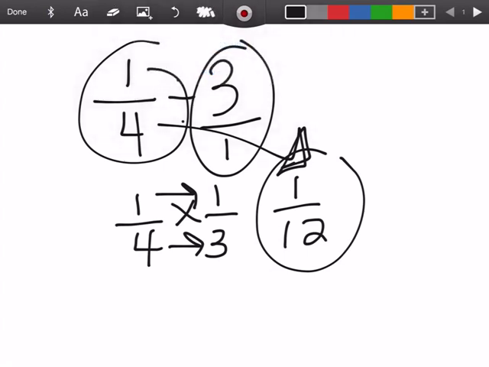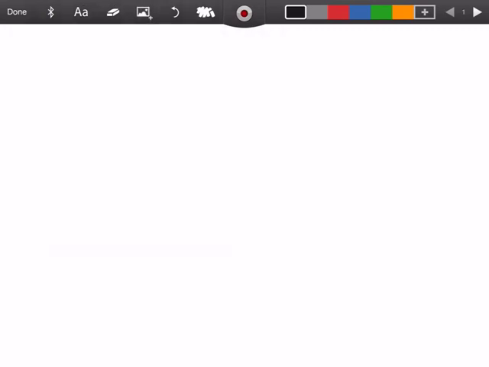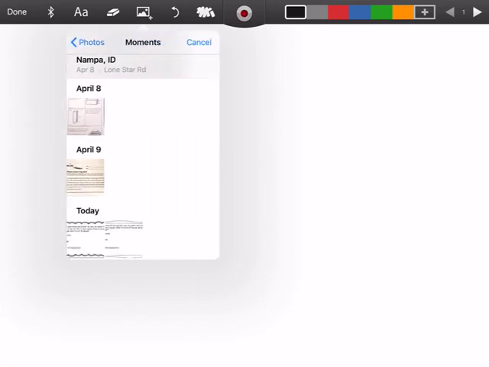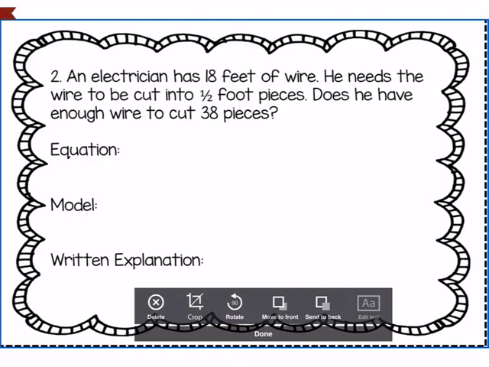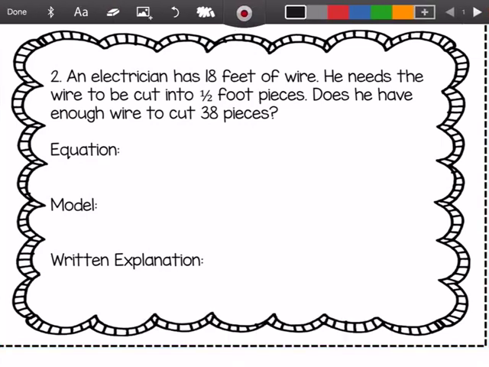Let's look at some word problems, and we're going to choose a photo, and let's look for a word problem that we can do together. So let's do this guy. Okay, an electrician has 18 feet of wire, and he needs the wire to be cut into 1/2 foot pieces. Does he have enough wire to cut 38 pieces?